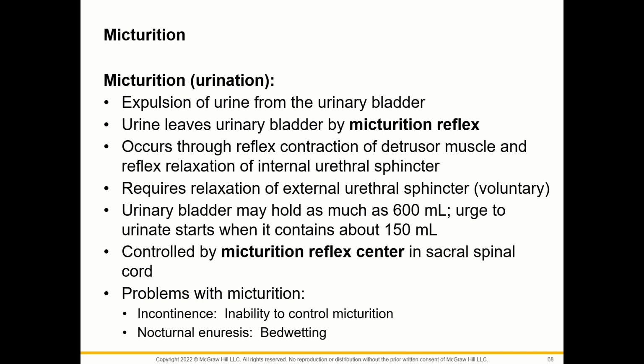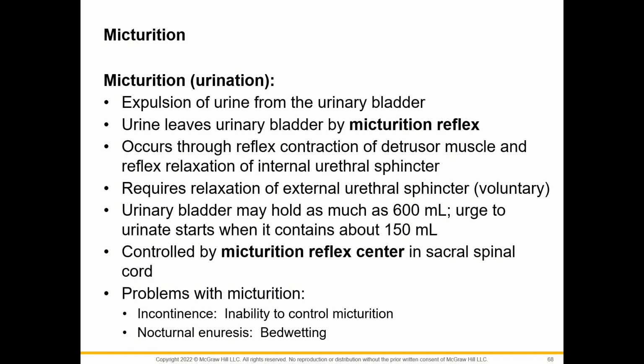Micturition is the expulsion of urine from the urinary bladder. Urine leaves the urinary bladder through the micturition reflex, which is an autonomic reflex. It occurs through the reflex contraction of the detrusor muscle and the reflex relaxation of the internal urethral sphincter. It requires relaxation of the external urethral sphincter, which is voluntary. The urinary bladder may hold as much as 600 milliliters. The urge to urinate starts when it contains about 150 milliliters. It is controlled by the micturition reflex center in the sacral spinal cord. Problems with micturition include incontinence, which is the inability to control micturition, and nocturnal enuresis, which is bedwetting.